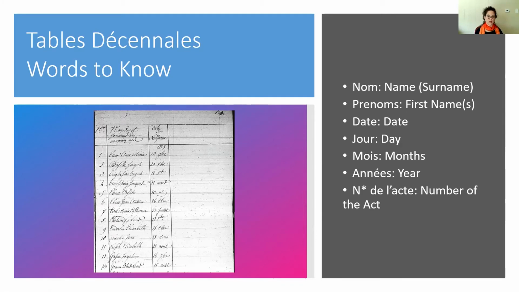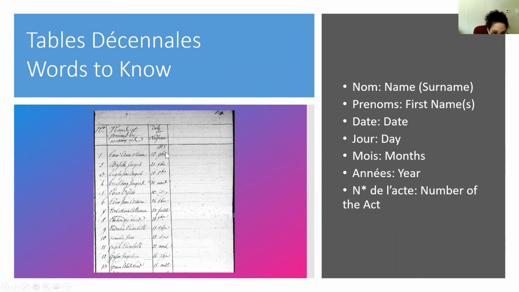Usually, as I said, it's going to be by year. Sometimes you're going to have more than one year compiled together in one book. What will happen is there will be a page at the beginning that says, for example, this is the year 1807. Then in this case, it looks like there were 12 baptisms performed that year.